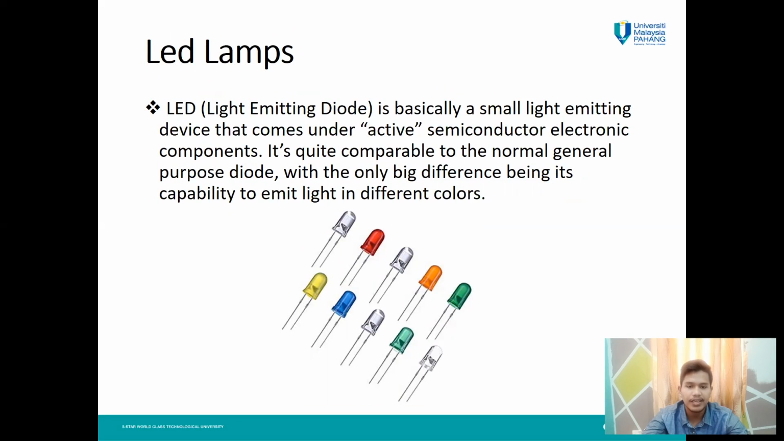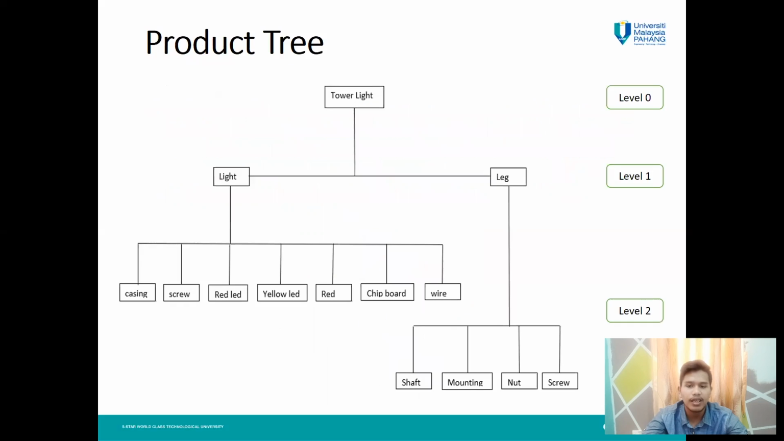Last but not least, third component is LED. LED is basically a small light emitting device that comes under active semiconductor electronic components. It is quite comparable to the normal general purpose diode, with the only big difference being its capability to emit light in different colors. The two terminals, anode and cathode, of a LED when connected to a voltage source in the correct polarity may produce light of different colors.